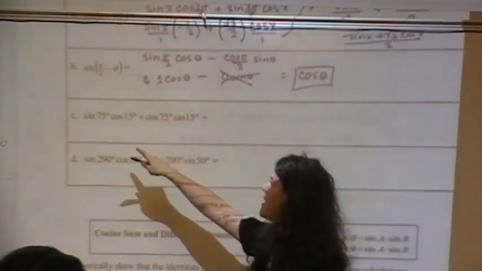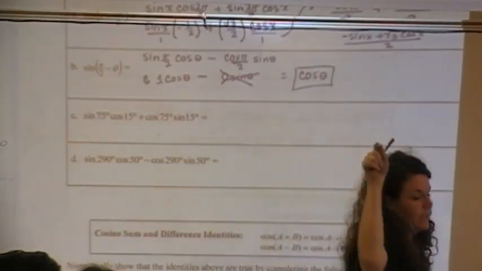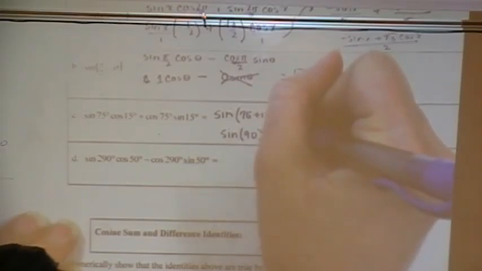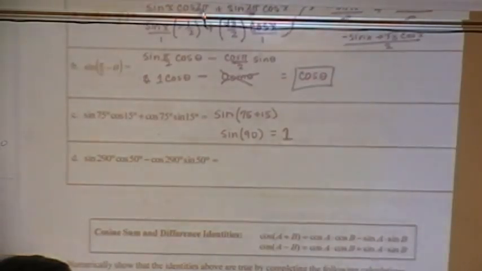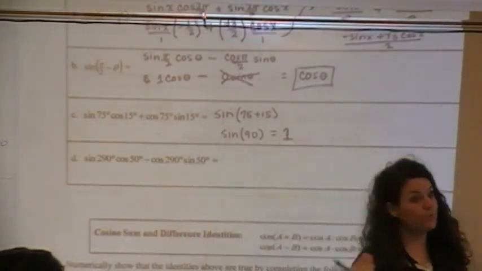Alright, so now on C, we're actually going backwards because 75 and 15 aren't on the unit circle. But 75 plus 15 is 90. So because it's written like this, I know that that's sine of 75 plus 15, which is really just sine of 90. And what is sine of 90? 1. Sine is your y value. Okay, now same thing here, except it's subtraction. So I'm doing 290 minus 50.